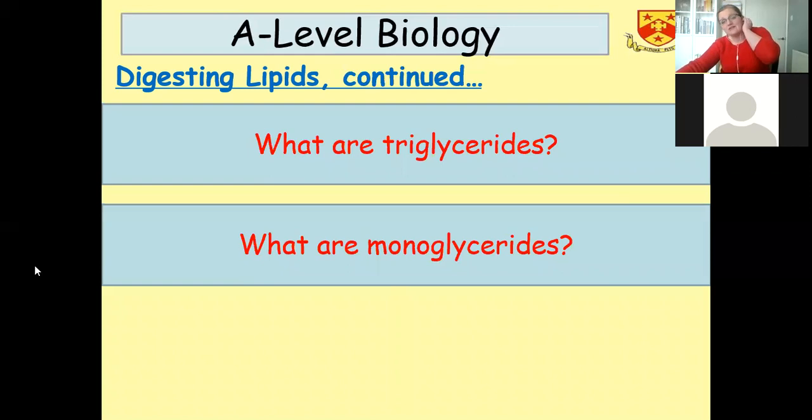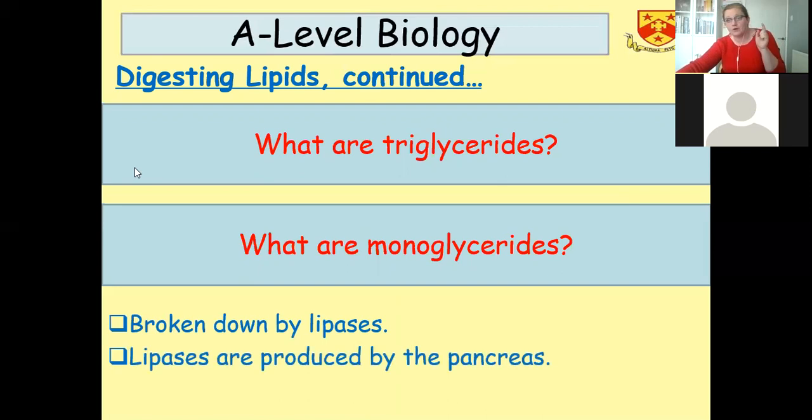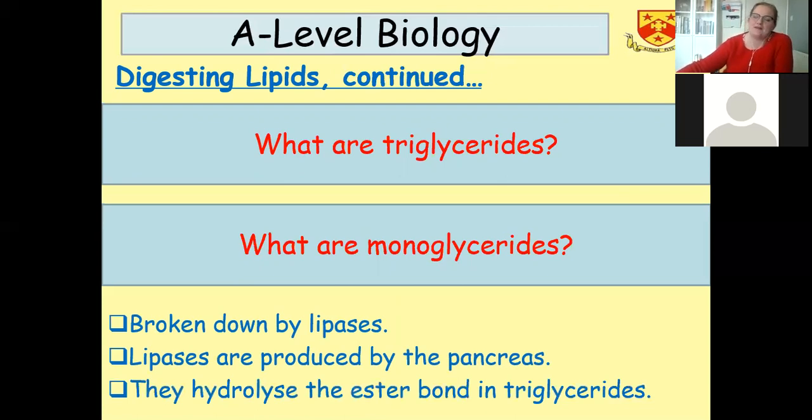So what are triglycerides and what are monoglycerides? Well, we know triglycerides are one glycerol to 3 fatty acids, and monoglycerides are 1 glycerol to 1 fatty acid. They're broken down by lipases, and lipases are produced in the pancreas. What happens here is they hydrolyze the ester bond in triglycerides. In triglycerides, we have the glycerol and 3 fatty acids, with an ester bond between the fatty acids and the glycerol. Lipase hydrolyzes that ester bond.